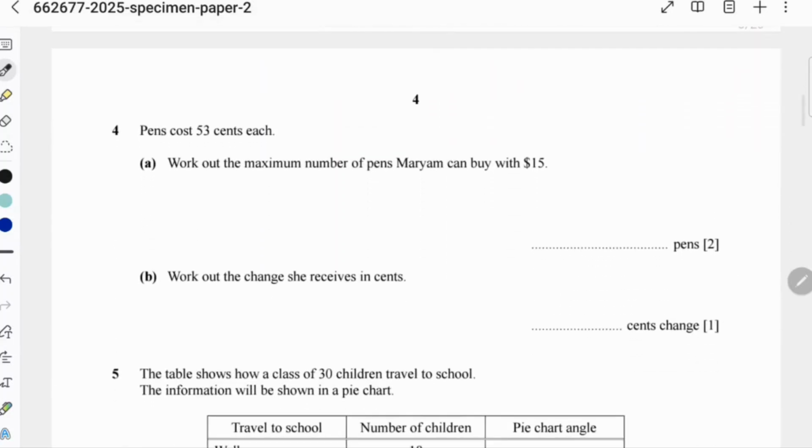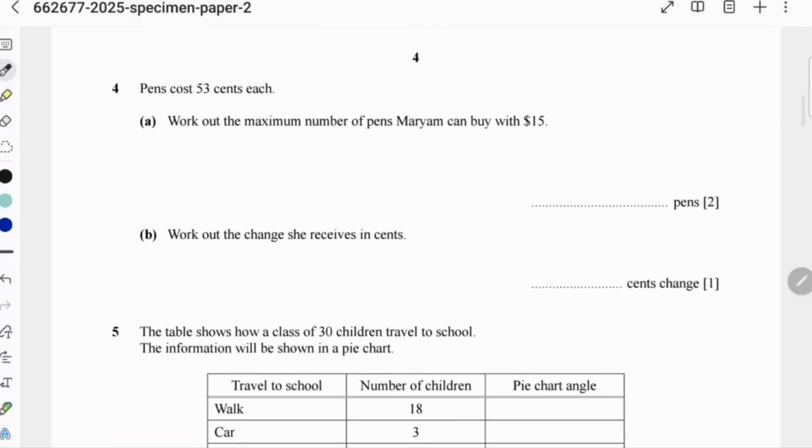All right. The next question, question number 4, is your everyday maths question. Pens cost 53 cents each. Work out the maximum number of pens Mariam can buy with $15. Okay, we can do it by the ratio method even. So one pen costs $0.53, because with $15 we'll have to take the calculations. So $15, how many pens can she buy?